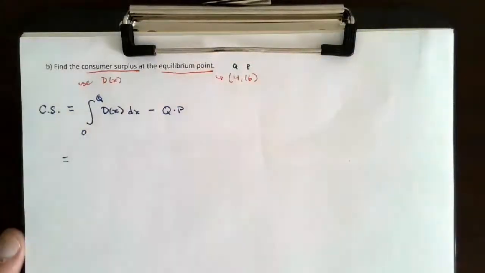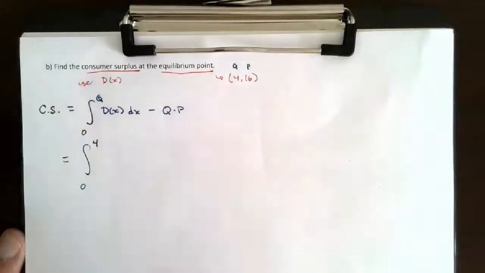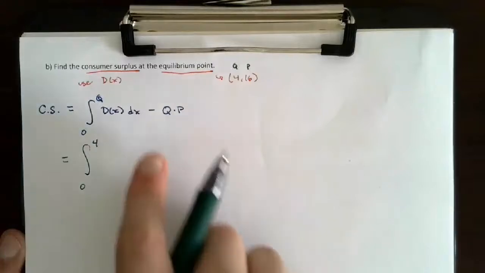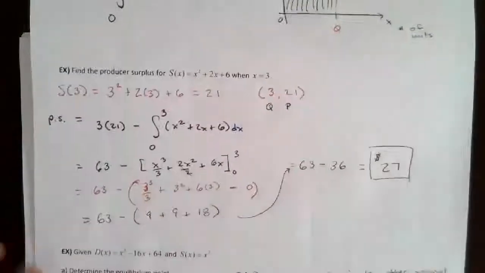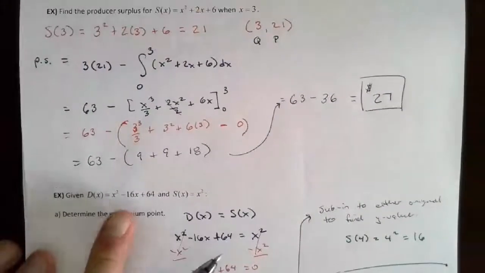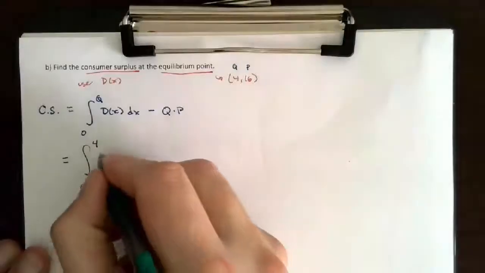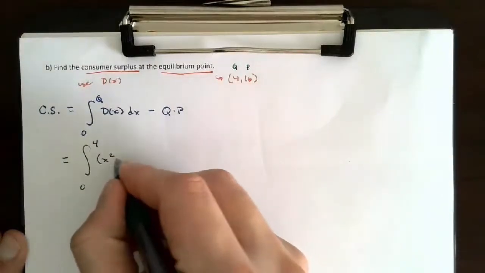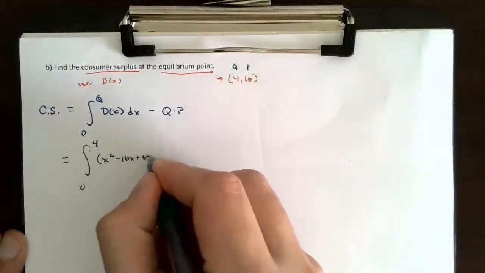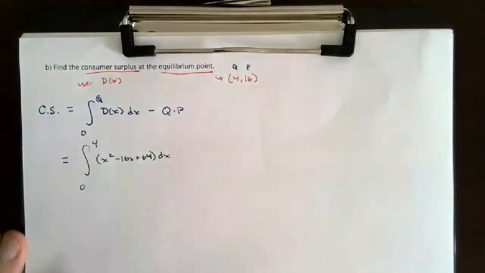So we're going to substitute into this. This will be the integral from 0 to q. What's q? Well, q is the quantity, it's 4. It's always the x value when you're integrating with respect to x. And then d of x, that's the demand curve. Going back to the previous page, the demand curve was x squared minus 16x plus 64. So we're taking the integral of that: x squared minus 16x plus 64 dx minus q times p.